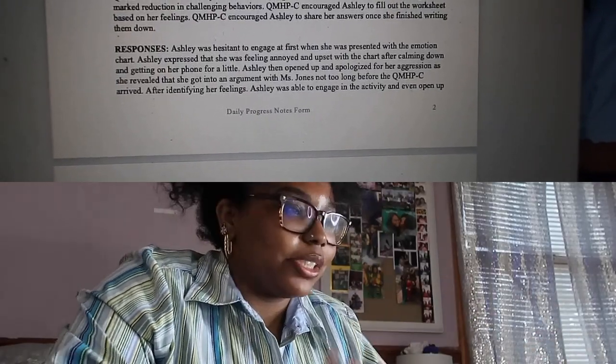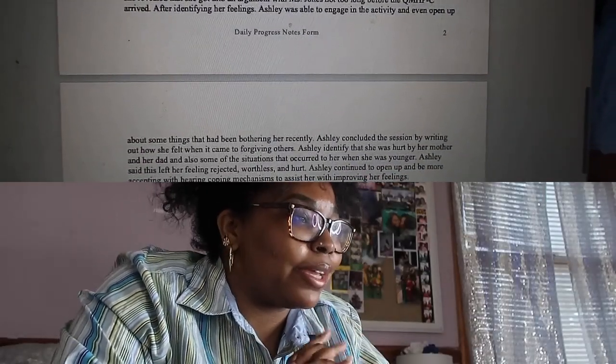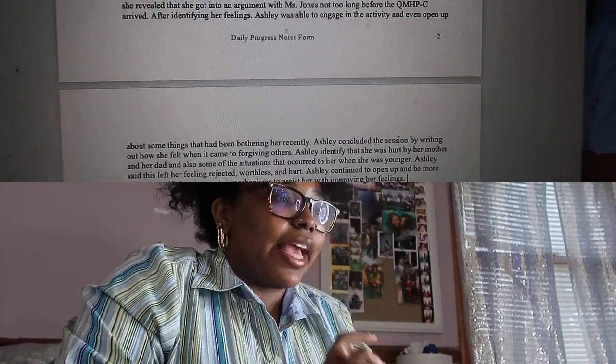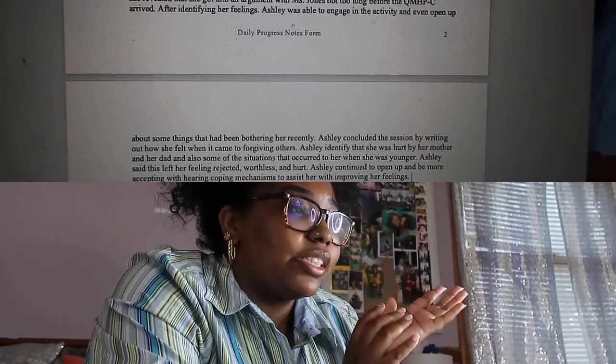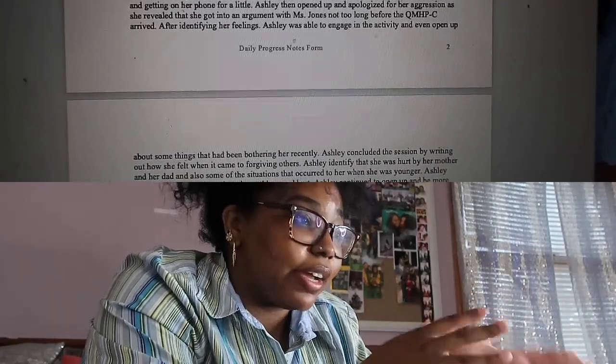Lastly, the response section. Ashley was hesitant to engage at first when she was presented with the emotion chart. Ashley expressed she was feeling annoyed and upset with the chart after calming down and getting on her phone for a little. Ashley then opened up and apologized for her aggression as she revealed that she got into an argument with Ms. Jones not too long before the QMHP arrived. After identifying her feelings, Ashley was able to engage in the activity and even open up about some things that had been bothering her recently.